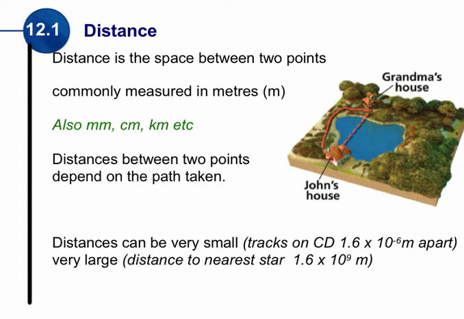Now distances can be measured very, very small, and if we look at a CD or a DVD, the tracks on a CD or DVD are very, very small distances apart, 1.6 times 10 to the negative 6 meters apart, or it could be a very large distance such as 1.6 times 10 to the 9 meters, the nearest star. But notice both of these are measured in meters. We just have scientific notation that gives us an either very small or very large distance.